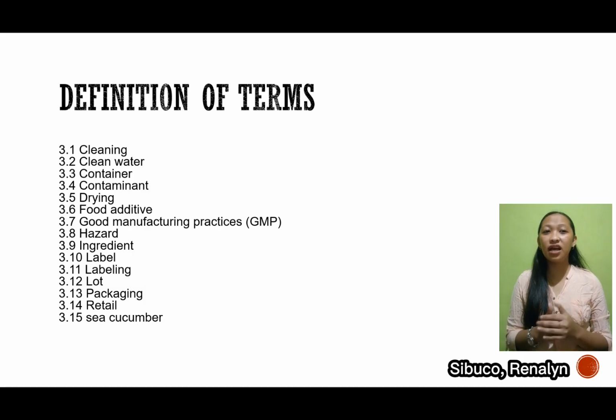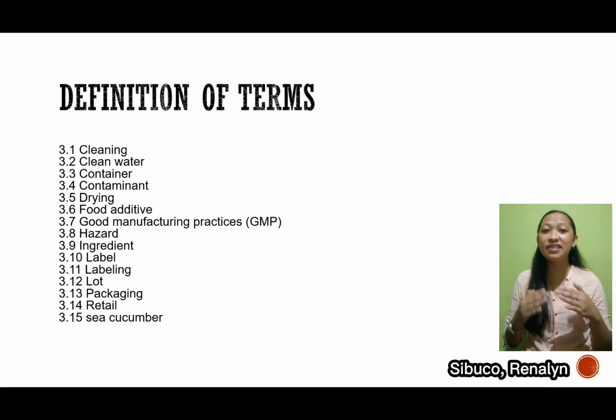Hazard, a biological, chemical, or physical agent in or condition of food with the potential to cause an adverse health effect. So, ingredient. Any substance including food additive used as a component in the manufacture or preparation of food and present in the final product in its original or modified form.